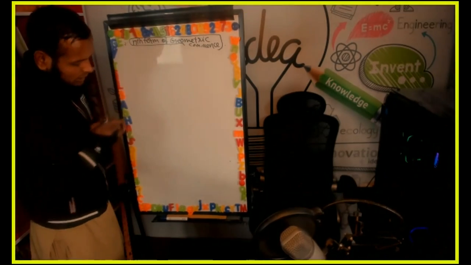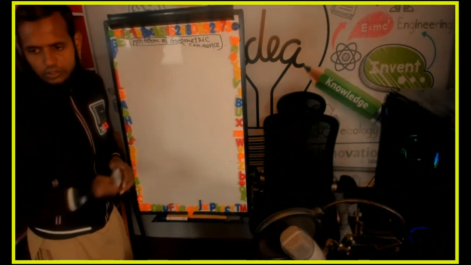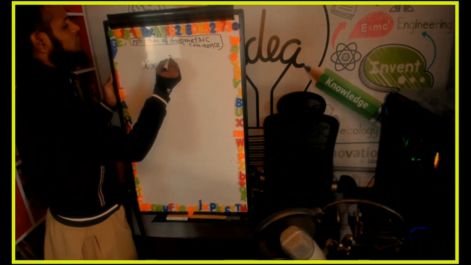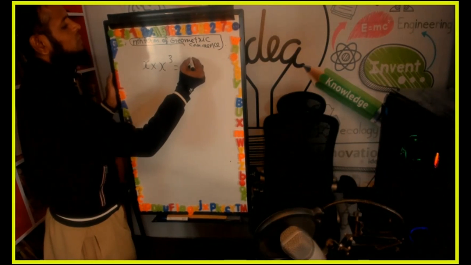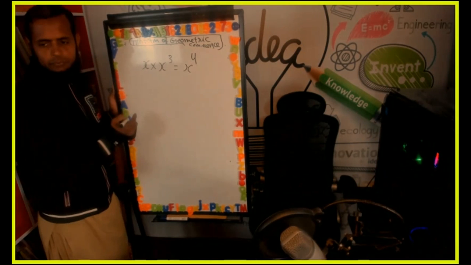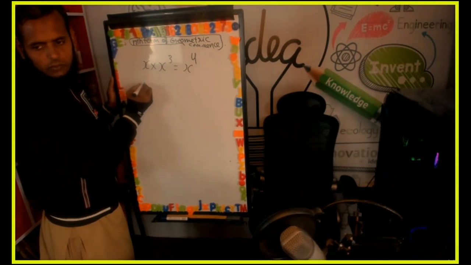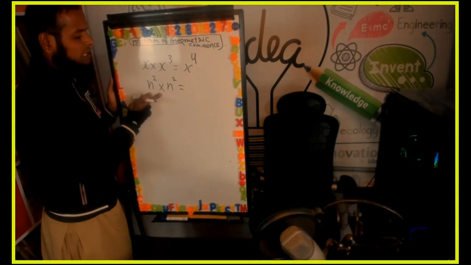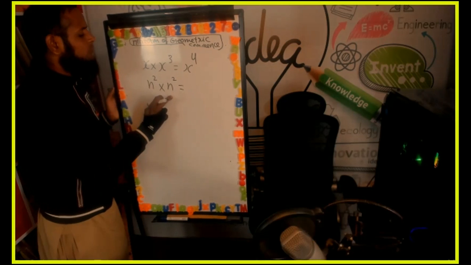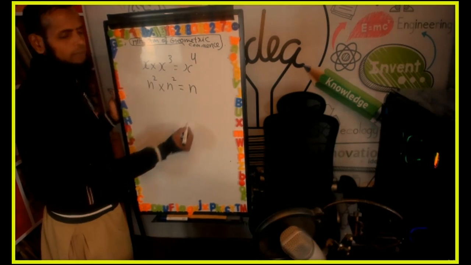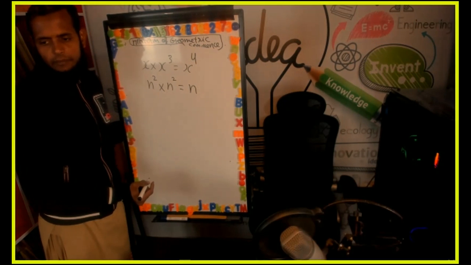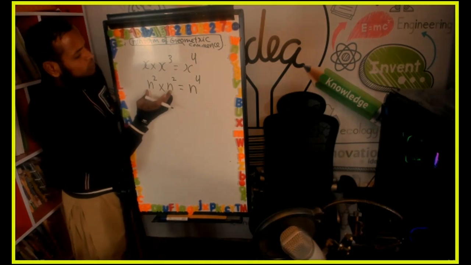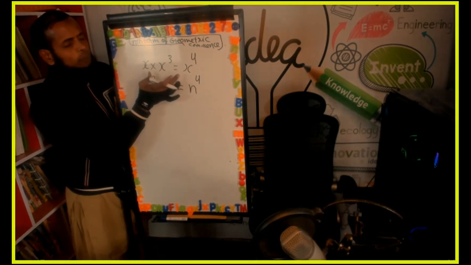When we are multiplying the same bases with different powers, then we add their powers, okay? When we have n square times n square, when there is multiplication, what is the answer? Reply. n to the power 4. When there are same bases, then we can add their powers, okay?